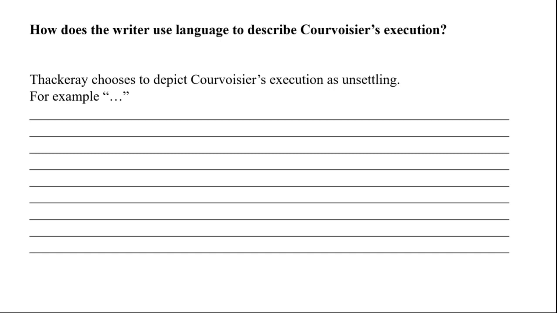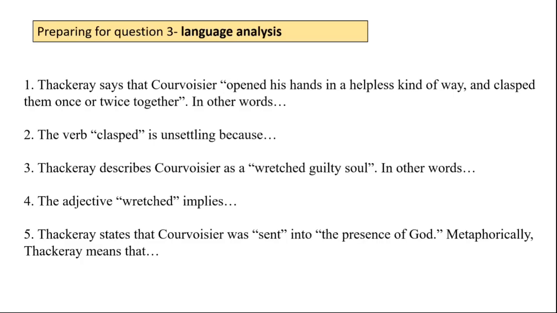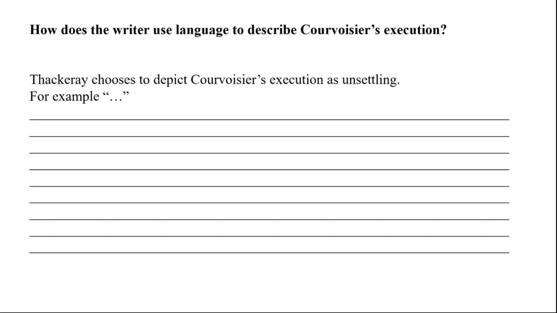So for example, we can use the quote, "open his hands in a helpless kind of way and clasp them once or twice together." And then you say, in other words, this shows here the paucity of hope and he's despairing. More specifically, the verb "clasp" suggests he's anxious and trepidatious because it seems as though he's praying for forgiveness.